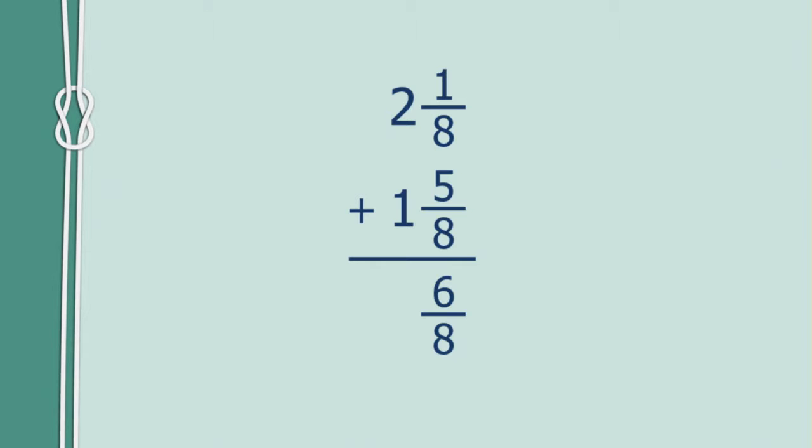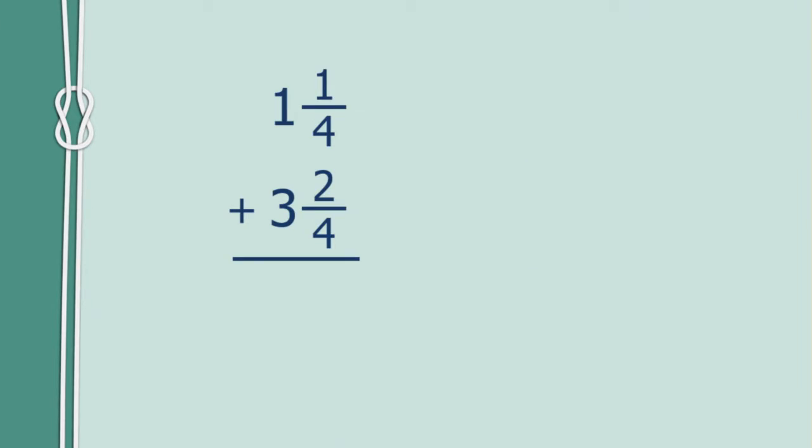And then we add the whole number. 2 plus 1 is 3. 3 and 6/8. Add the fraction, add the whole number. Easy peasy. Now you try some. What is 1 1/4 plus 3 2/4?